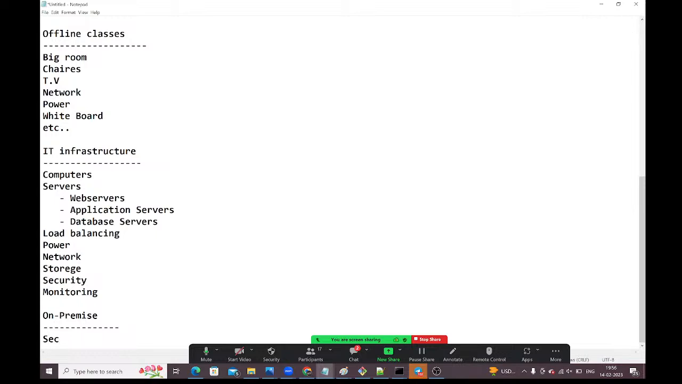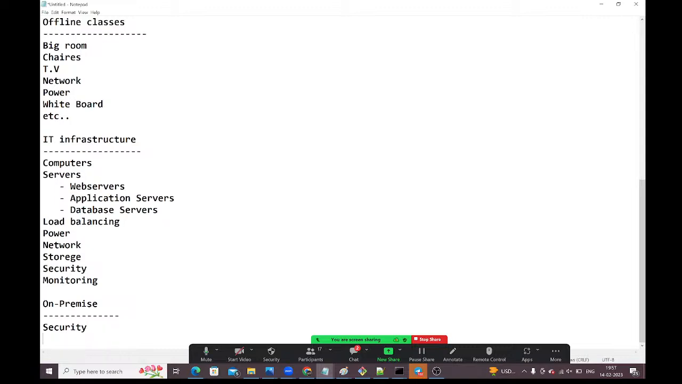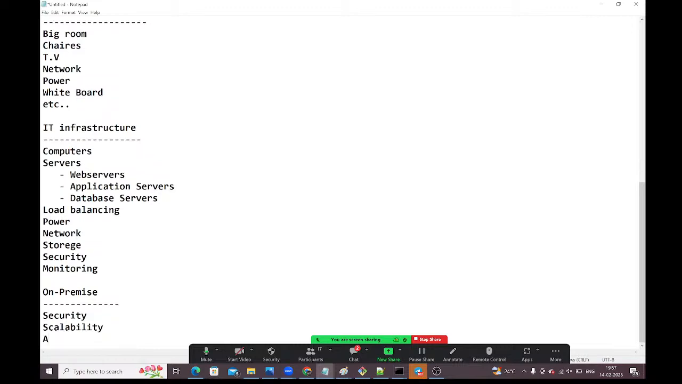Security problem, guys. Next, privacy. Security, privacy, this problem. And scalability, guys. You need to take care of the scaling. If traffic suddenly increased, I want to increase the number of servers. If traffic is reduced, I want to decrease the number of servers. That scalability also we only need to take care. Next, high availability, guys.